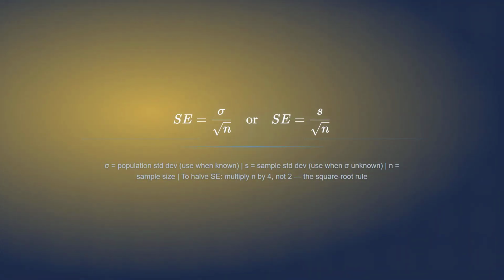If you double your sample size, your standard error does not halve. It shrinks by a factor of root 2, about 29%. To halve the standard error, you must quadruple the sample size. The exam tests this square root relationship directly. Candidates who reason proportionally get it wrong every time.